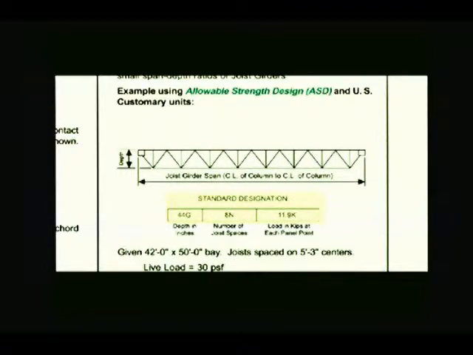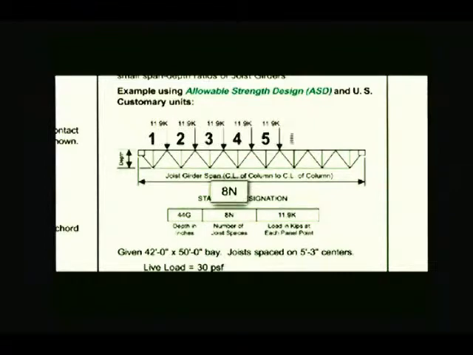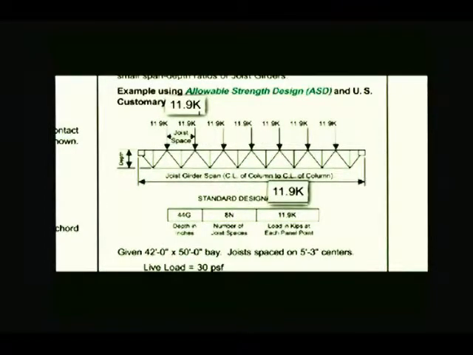Joist girders also have a different standard designation than a joist. The first number, as with joists, is depth. The letter indicates series, G for joist girder. The next number and letter indicate the number of spaces, and the final number is the load in kips at each load-bearing location.